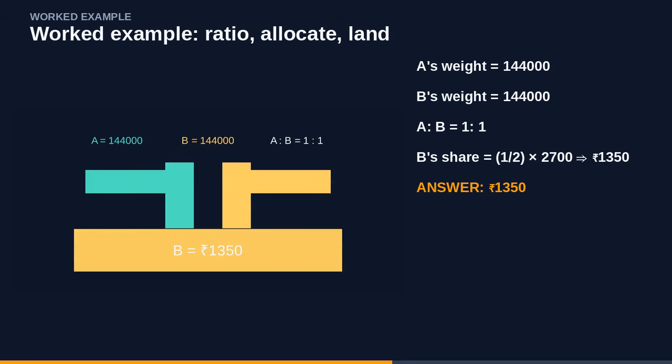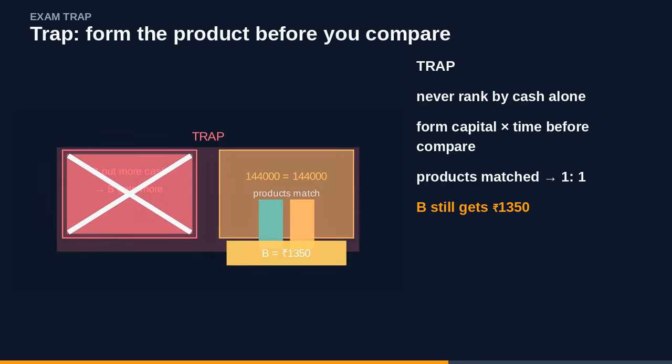Always form the product before you compare. The exam trap is simple. Higher capital for a shorter time can match lower capital for a longer time. Always combine before you compare. Here the products matched, so the profit split evenly even though the cash put in did not.